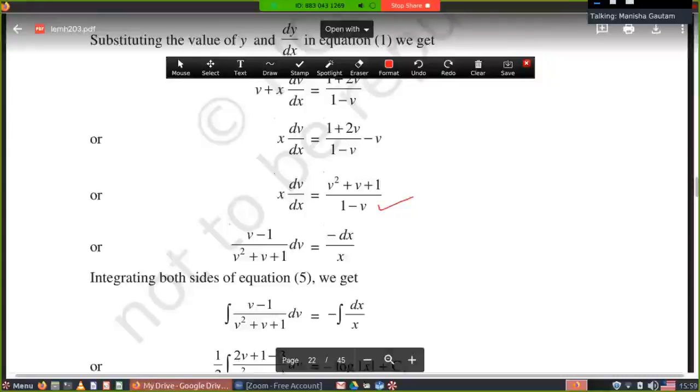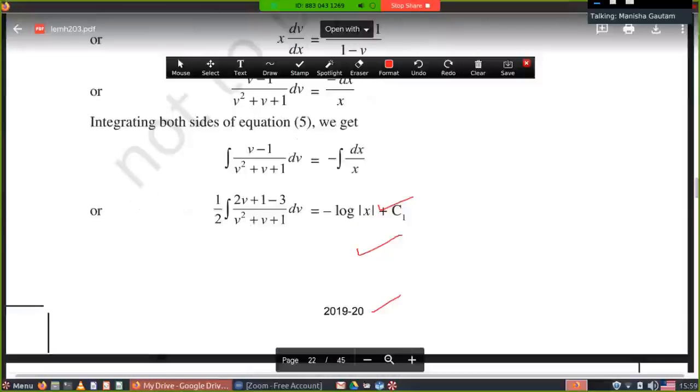Now the question is this. You have to arrange the statement like this: the v term should be on one side and the x term on the other side. Here we have arranged the statement. Now the target is to solve.